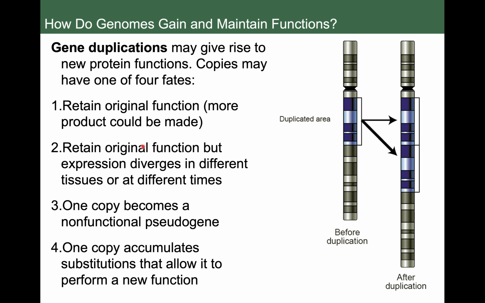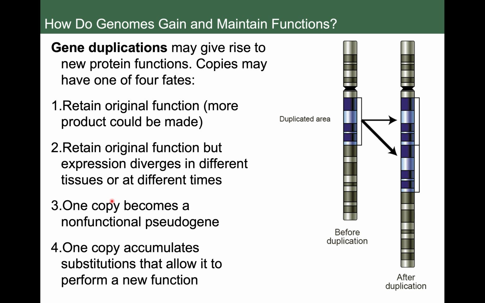A second possibility is that the new copy of the gene, or one of the copies, keeps the original function. The protein is still performing the same job, but the expression pattern changes, so that maybe the new copy is just being expressed in certain tissues, certain parts of the body, or maybe at some very specific time during embryonic development, or some brief period during that organism's life. So we sort of see some specialization in terms of the expression of that particular copy of the gene.